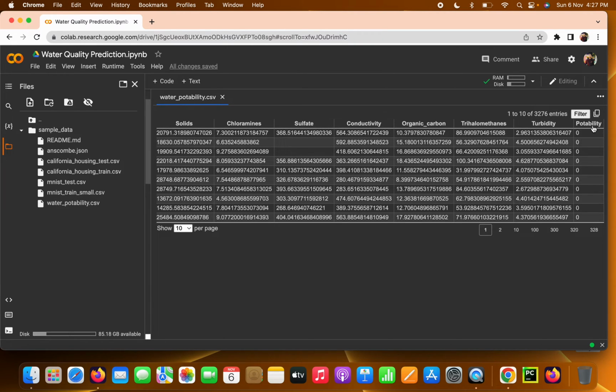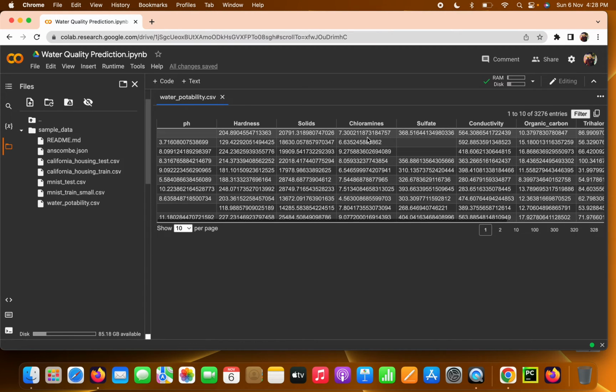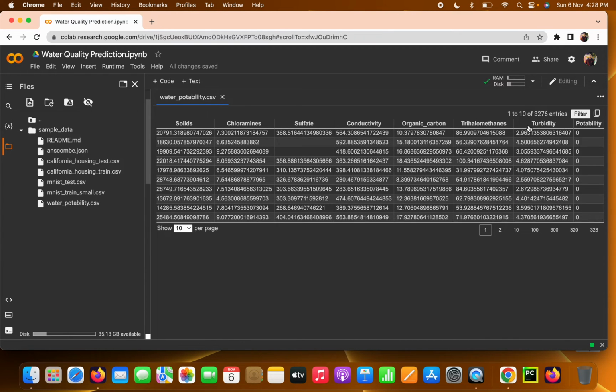Potability is basically the class, that is the target. We already saw in pandas which is the features and which is the target. The features are everything from pH and hardness up to turbidity, and the last column is the target, which we can also call the class or the label. If the label is 0, that water we can't consume. On the basis of these features, if the machine learning algorithm predicts the potability of the water as 0, it is not safe for drinking, and if it predicts 1, then it is safe for drinking.